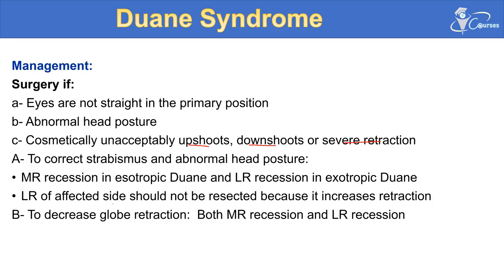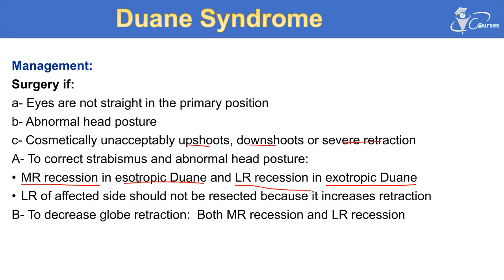So how can we correct? It is easy if a patient has esotropic Duane, so the patient has type 1 Duane. We can do medial rectus recession to weaken the medial rectus. If the patient has exotropic Duane or type 2, we can do lateral rectus recession.